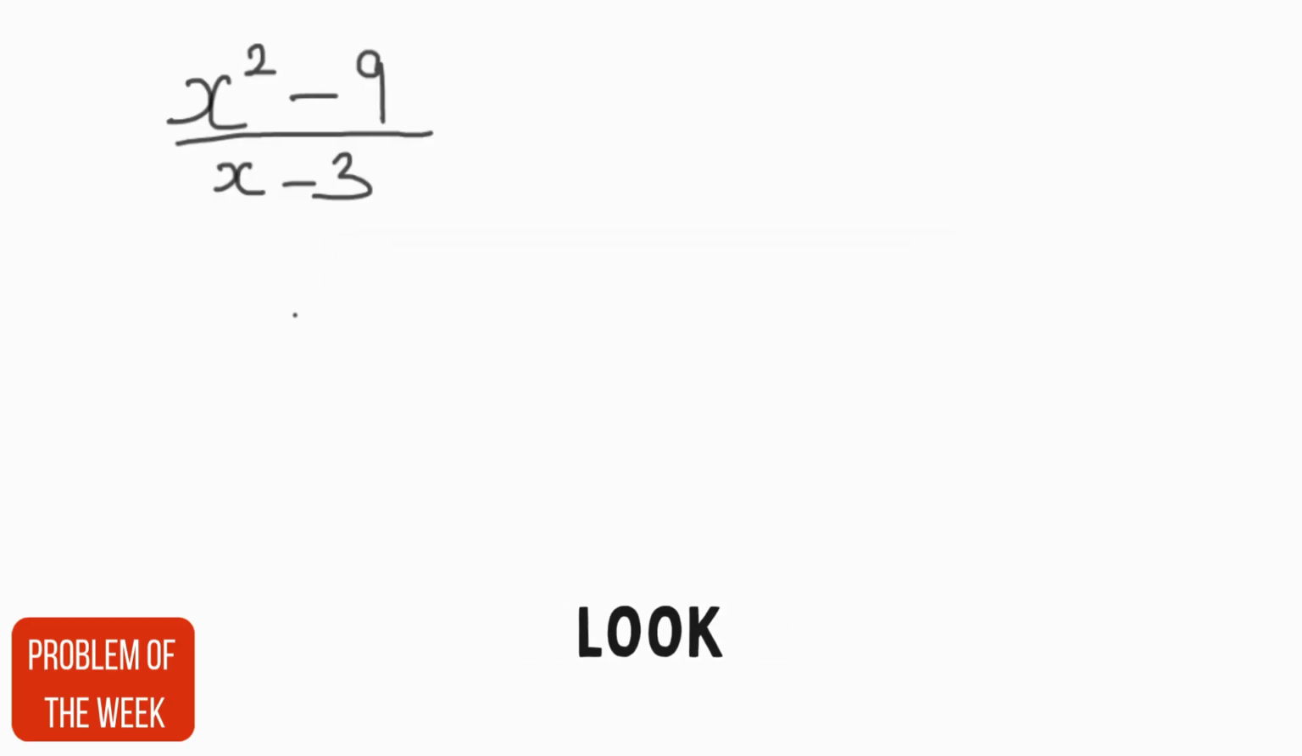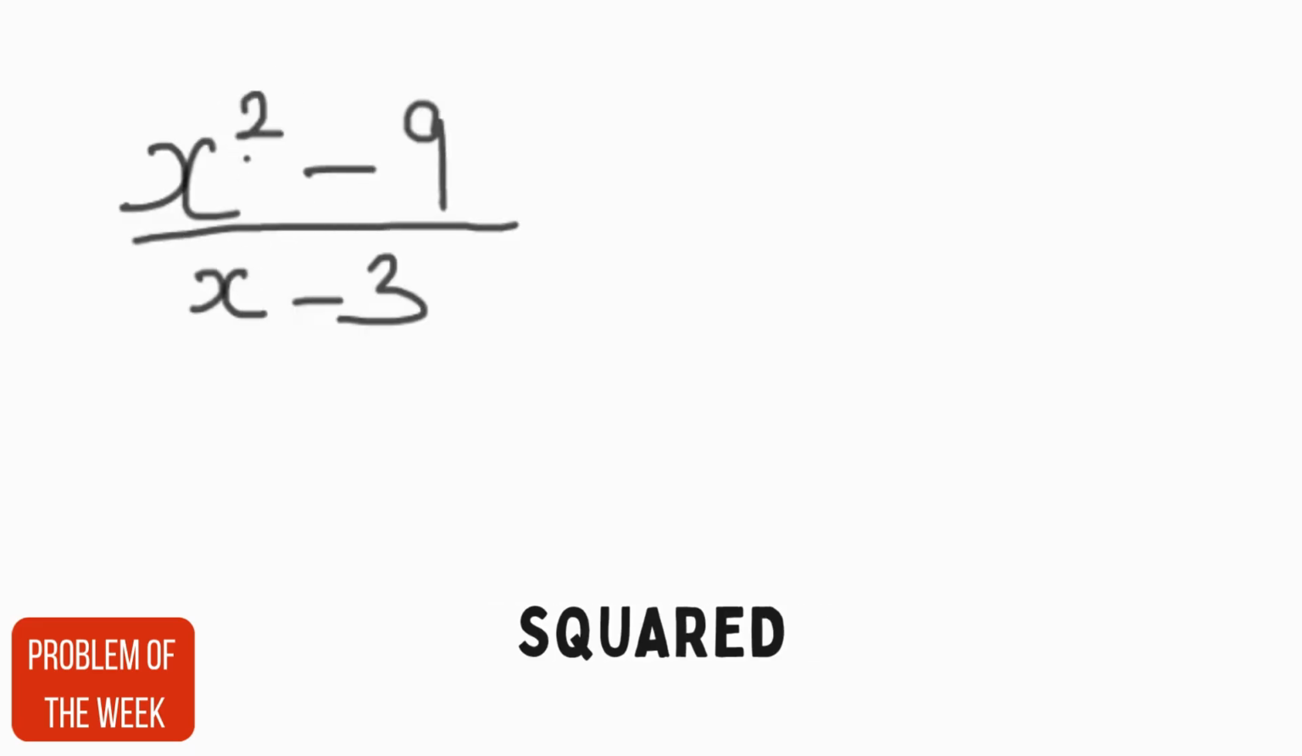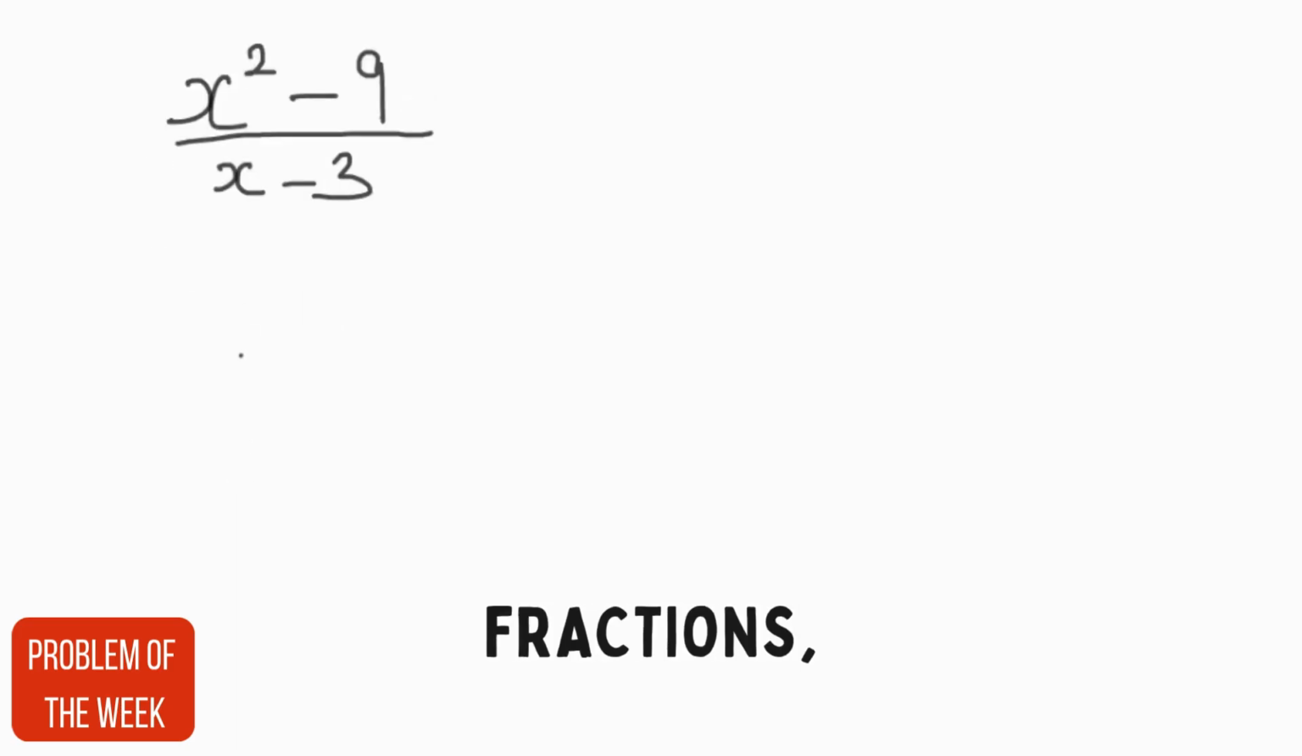Many students look at this and immediately cancel the x squared with x. That is wrong. You cannot cancel terms unless they are factors. In algebraic fractions, the first step is always to factorize before you simplify.